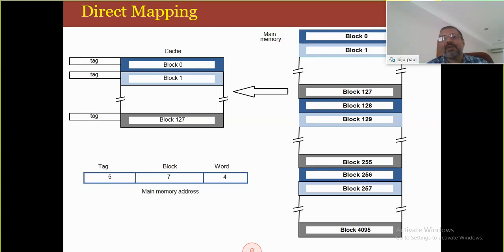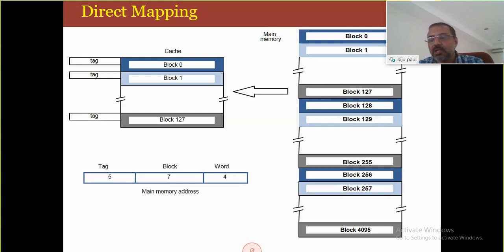If block 0 from the main memory is loaded to the frame block 0 here in the cache, that block 0 can only be loaded to block 0 in the cache. Even if the entire cache, block 1, block 2, up to 127, is empty, and block 0 is already filled by block 0 from main memory, the entire rest is empty.